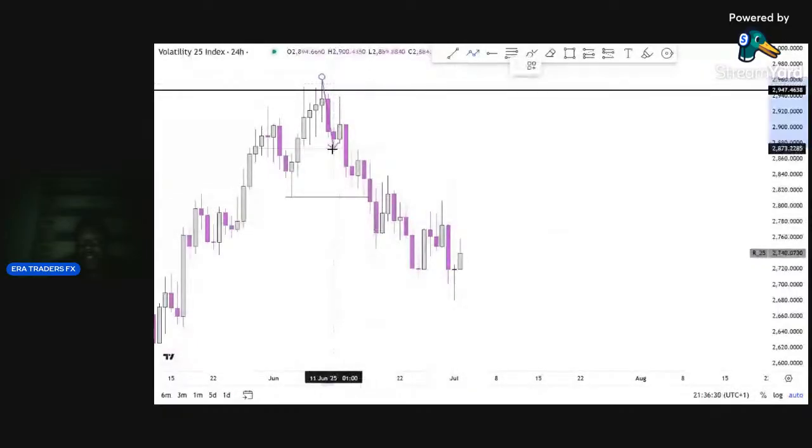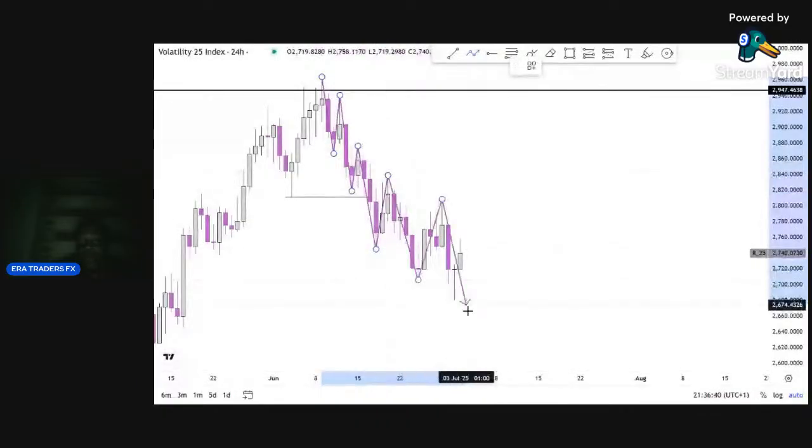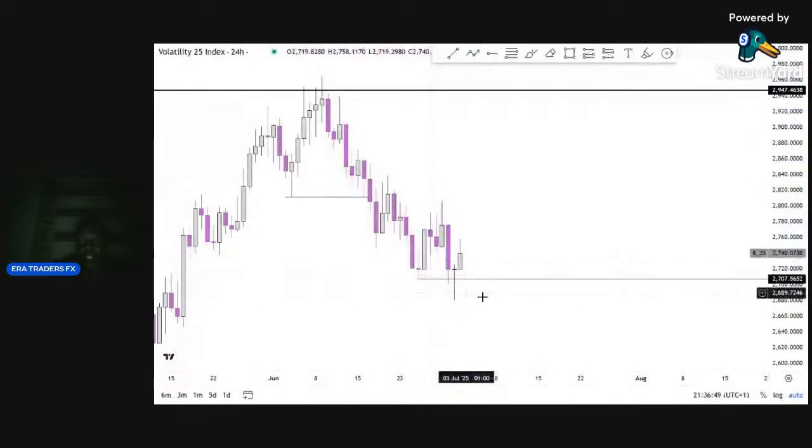So you see lower low, lower high, lower low, lower high, lower low, lower high. Price hasn't broken structure here because there's no candle close below this body. So until we see a candle close below that body, we can't say there's a break of structure, and this now becomes our validation, our invalidation.